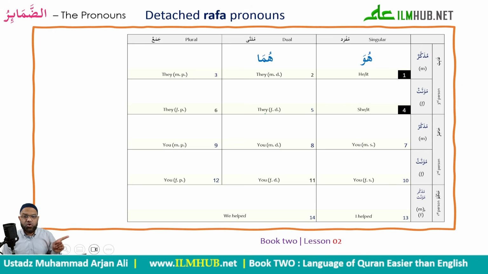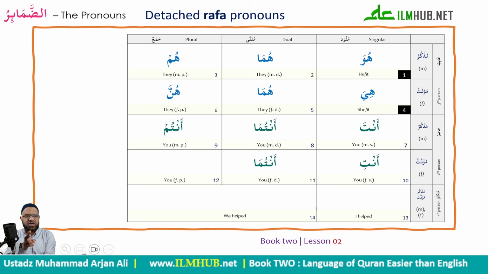So we have huwa, huma, hum. Then we have hiya, huma, hunna. Then we have anta, antuma, antum. And then we have anti, antuma, antunna. Then of course we have ana and nahnu. So there will be a verb in the position of each of these pronouns: 14 verbs representing 14 pronouns, and that's why I have numbered this table between 1 and 14.